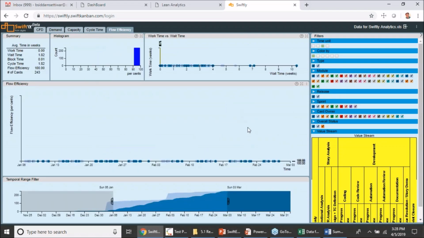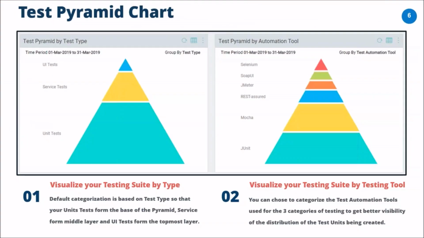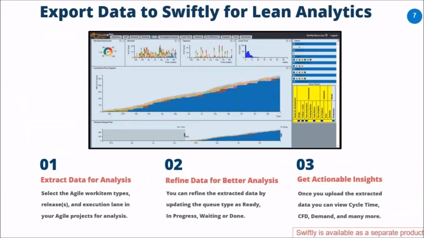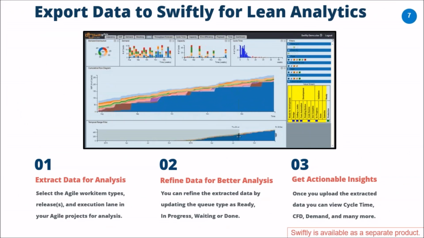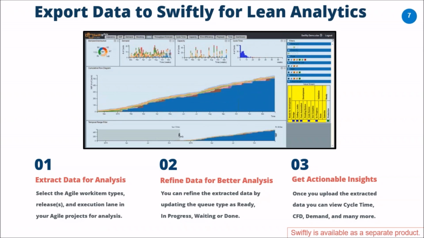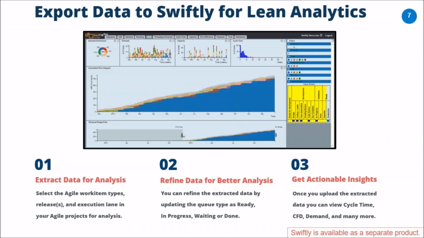So this definitely is a whole lot of information that one could start using if you want to follow a more lean way of executing your agile projects. As I said, this is part of the Swiftly product, which is a separate product altogether. You can get in touch with our sales and support team if you would like to explore this further.